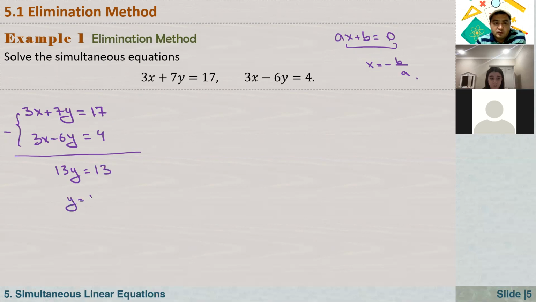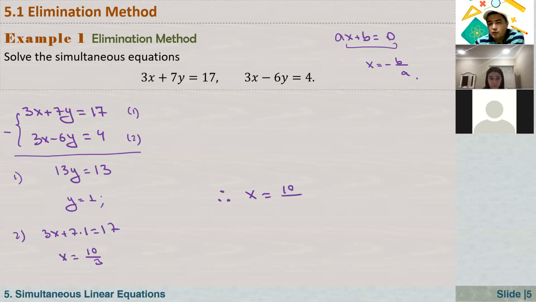Now from y is equal to 1, if I substitute this value either into the first equation or the second equation, we will get the value. Let me substitute into the first equation. The second step is 3x plus 7 times, I know the value of y, that is 1, equals 17. Now from here, what is x? x equals 10 over 3. So the solution is x equals 10 over 3, and y is equal to 1.